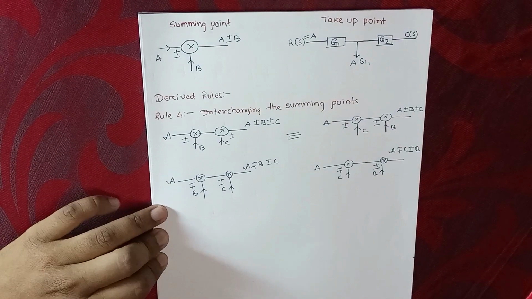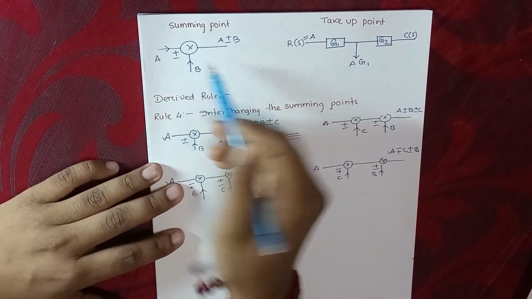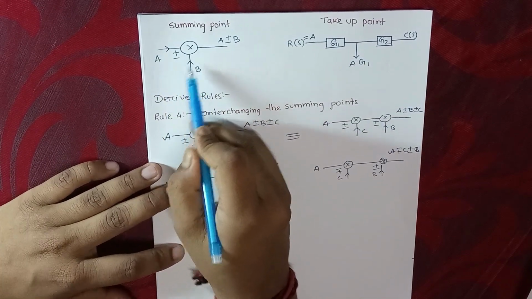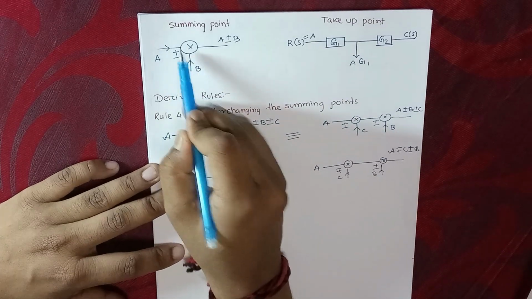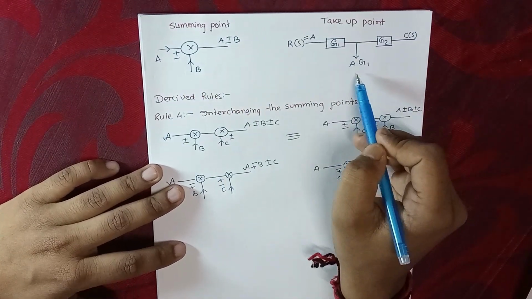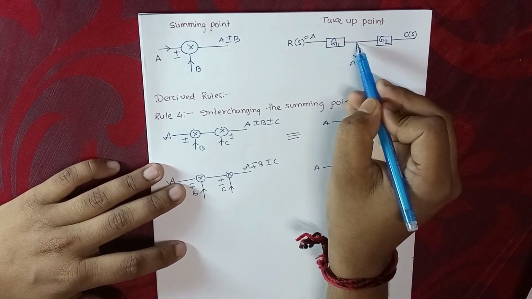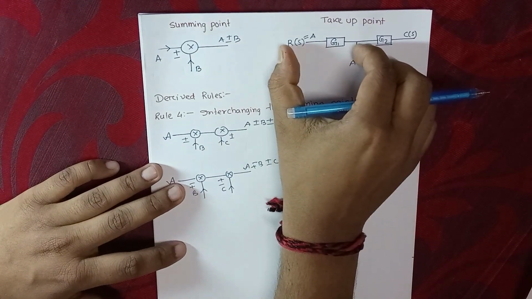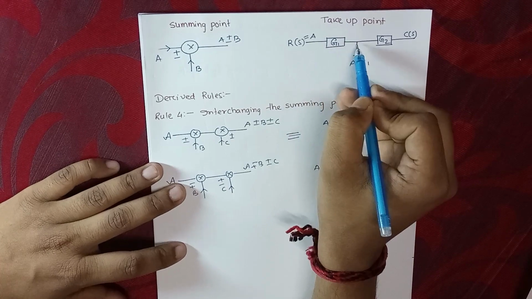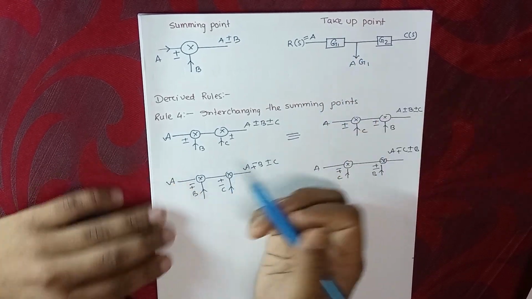Now let us see two important terms: summing point and take-off point. What is a summing point? If in a forward path one input is given, then it is called a summing point, because we are adding two inputs. And if in a forward path we are taking one output, then it is a take-off point. We are taking the output here. Whatever the gain until here, we are taking that output. Until here the gain is A into G1. We are taking that output, that's why it is called a take-off point.